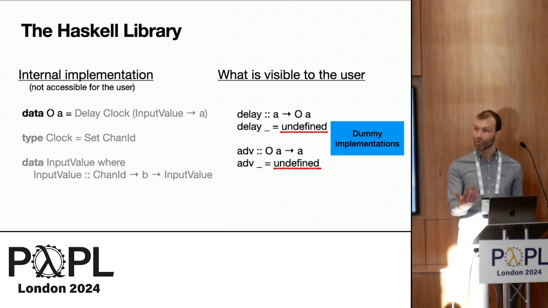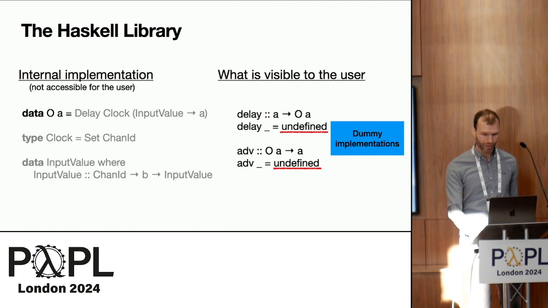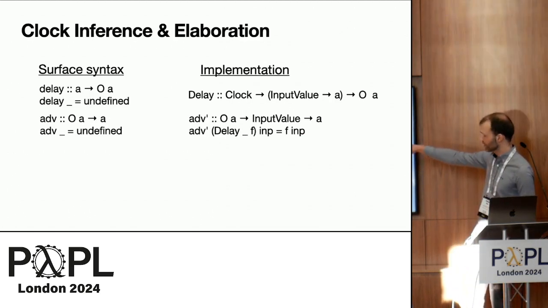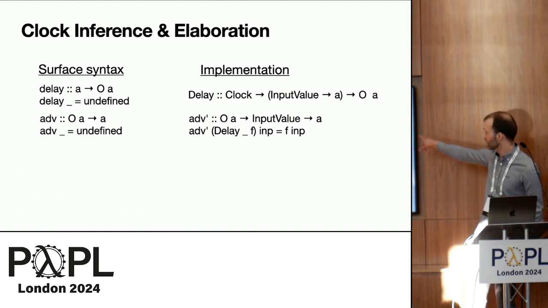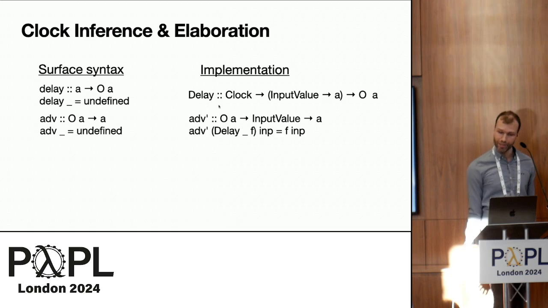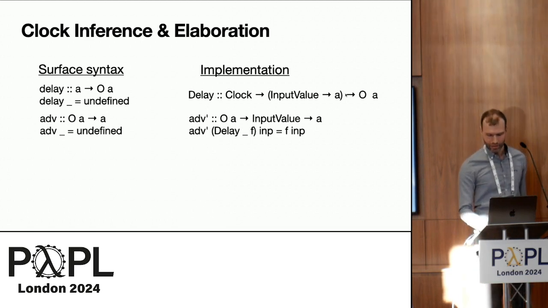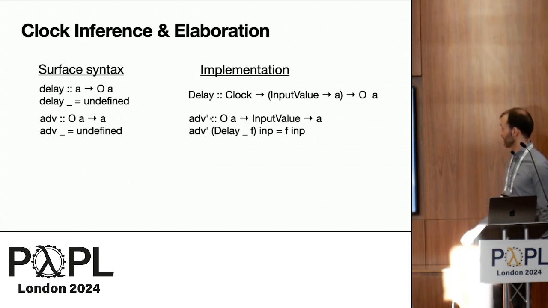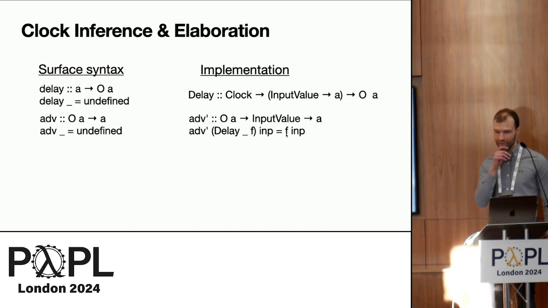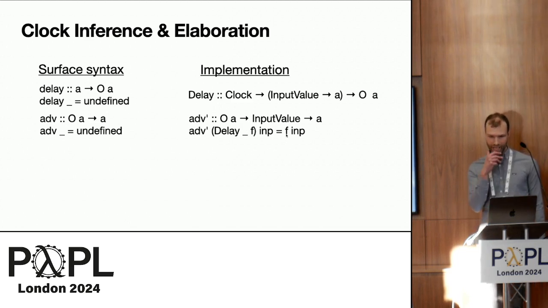Right? So this is the program elaboration part of the plugin. On the left-hand side, we have the surface syntax that the user sees, and these are then replaced by the implementation. So this is the constructor of the later modality type with the clock and the delayed computation. And similarly, you have a corresponding advance function that does the actual implementation, that applies the function that will then produce the later value, the delayed value.